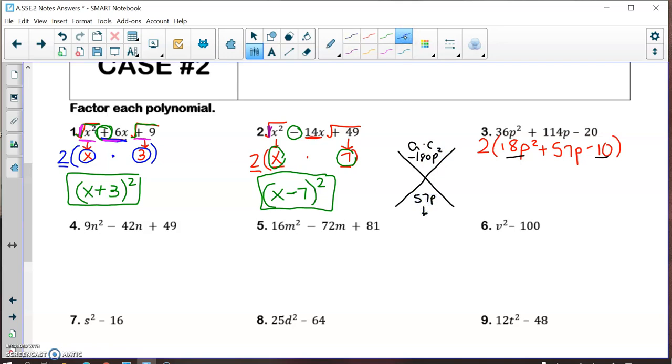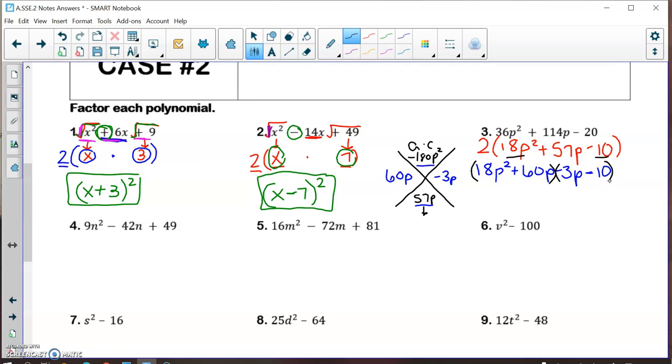I need 2 numbers that when multiplied together equal negative 180p squared, but when added together equal 57p. That is going to be a 60p and a negative 3p. So rewriting this as an 18p squared plus a 60p minus a 3p minus a 10, we're going to group our first 2 terms and our last 2 terms.